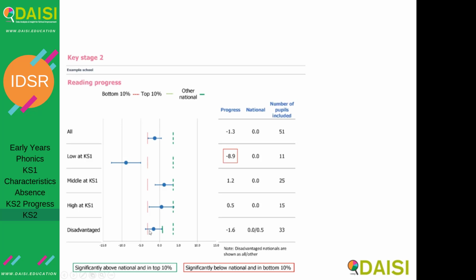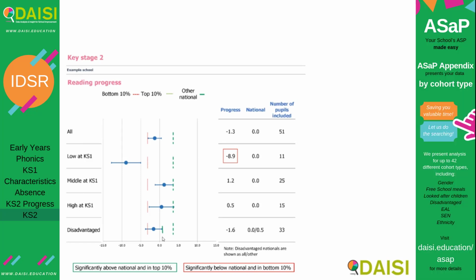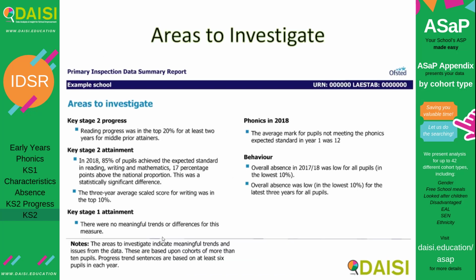So if the entirety of this shape is to the left of the national other, then you are significantly below the national other. For an attainment analysis, please see your ASP report. However, that doesn't mean that the areas to investigate do not include Key Stage 2 attainment. It is solely that Ofsted thinks it is duplicatory to put it in both the IDSR and the ASP.